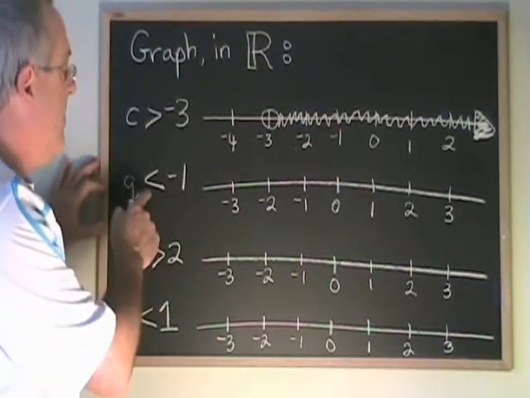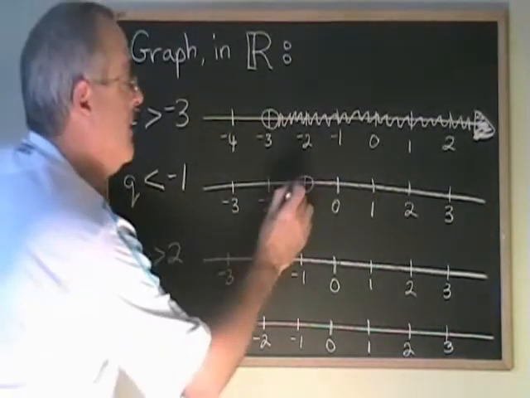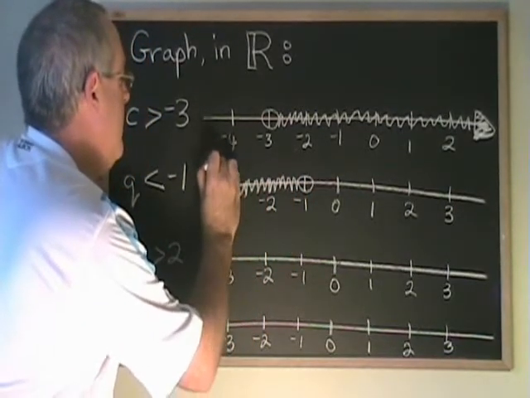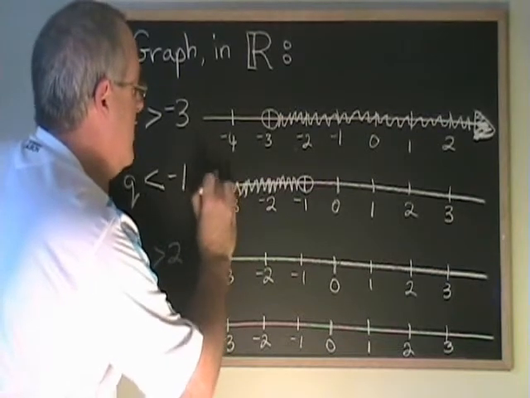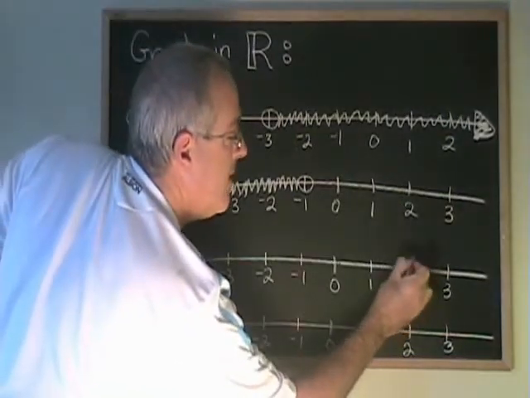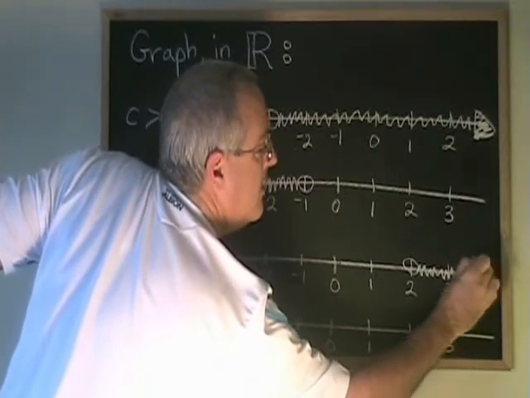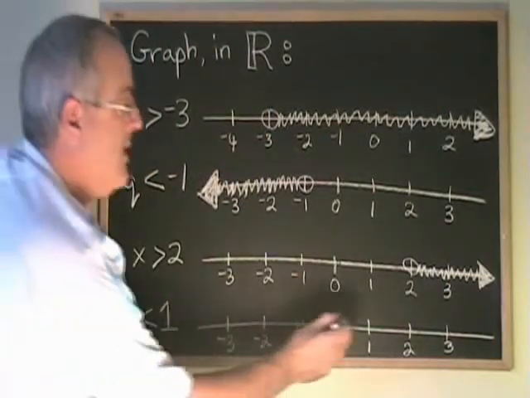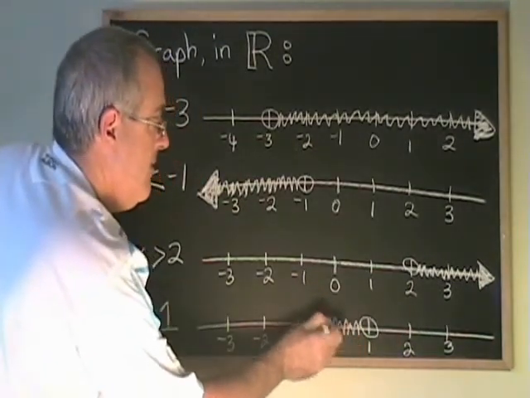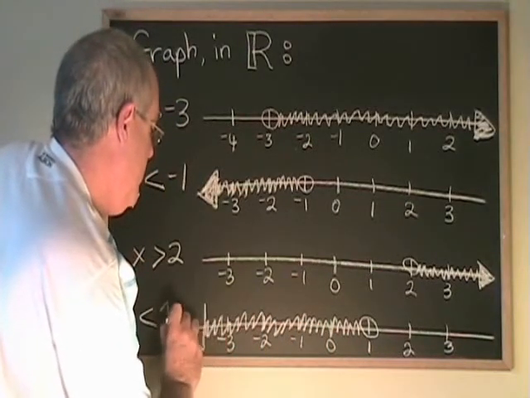Knowing that, we can graph q less than -1. -1 is not less than itself, it's not part of the answer. We put an open circle, and then we shade all the numbers less than it and put an arrow showing that it goes on forever in the negative direction. x greater than 2. 2 is not part of the answer, but all the numbers to the right of 2 are. We put our arrow. h less than 1. 1 is not part of the answer. We put the open circle, and then we shade all of the numbers to the left of 1 and put our arrow.